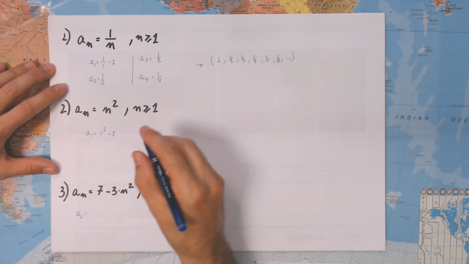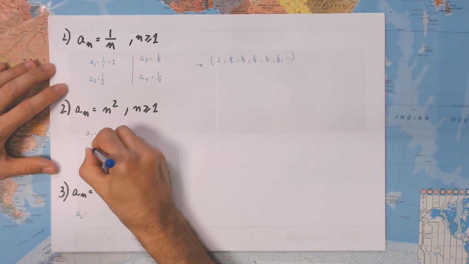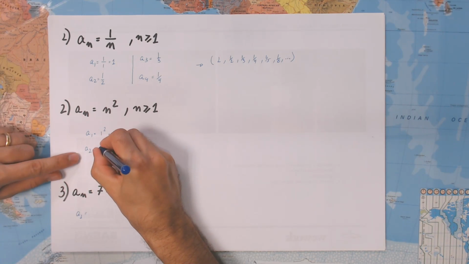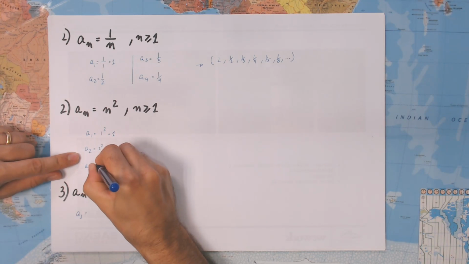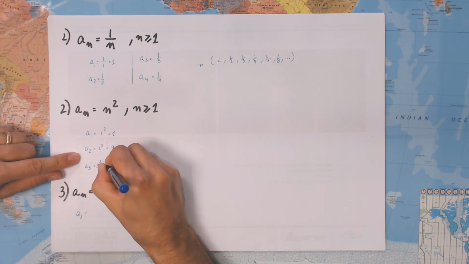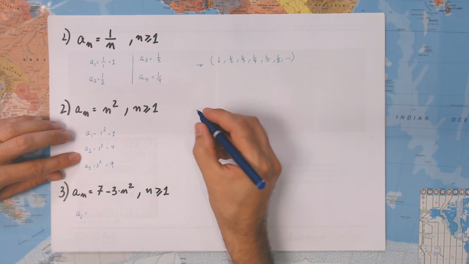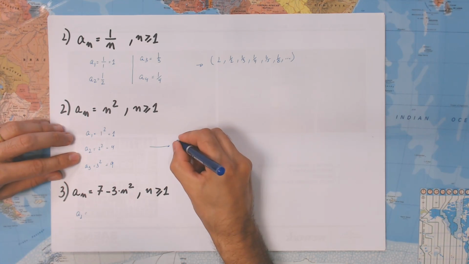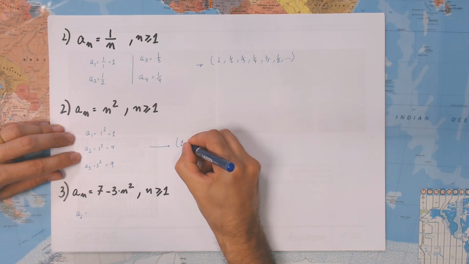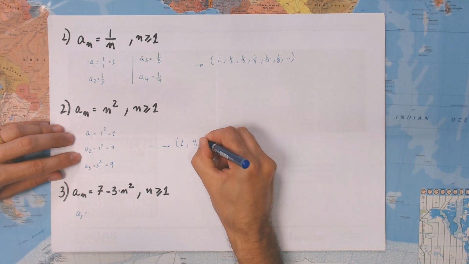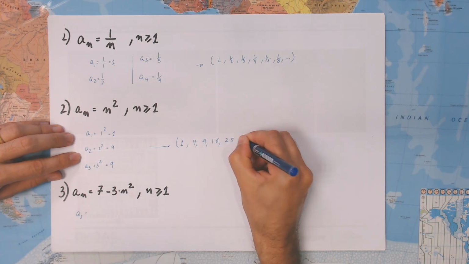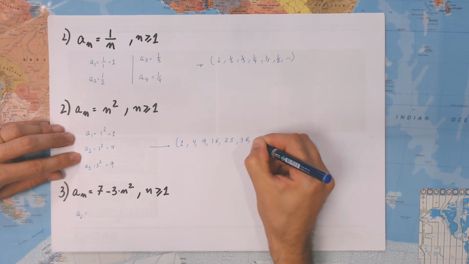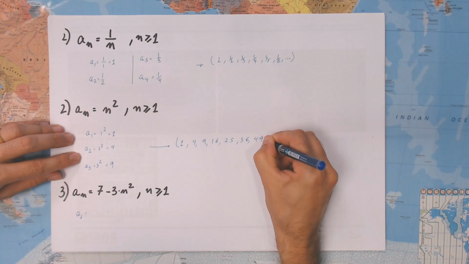Now, for this one, a2 is going to be what? 2 squared. This is 4. a3 is going to be 3 squared, which is going to be 9, and so on, right? So our sequence is going to be what? 1, 4, 9, 16, 25, 36, 49, and so on.